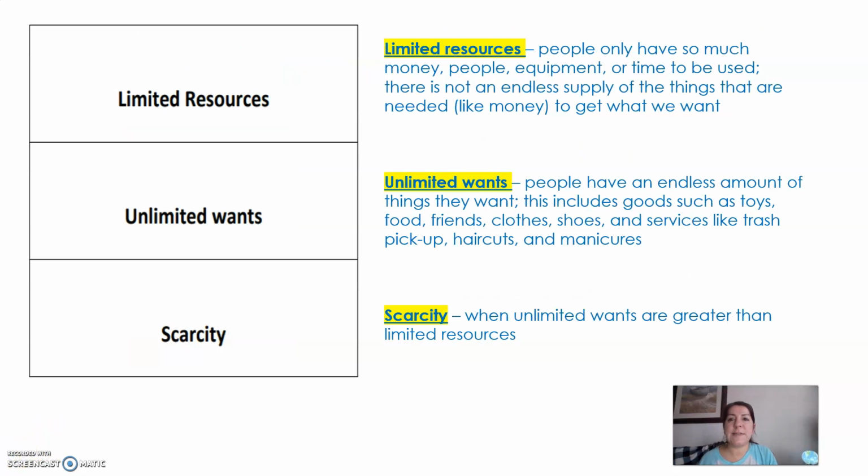I've gone ahead and listed some vocabulary words over here, or terms. We have limited resources, unlimited wants, and then scarcity. And then I've gone ahead and put the definitions up here for you too, so that you can match the words to the definition.